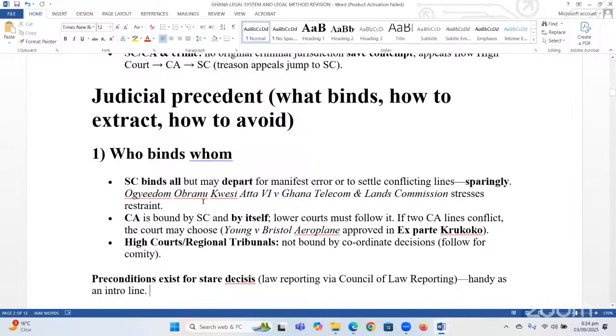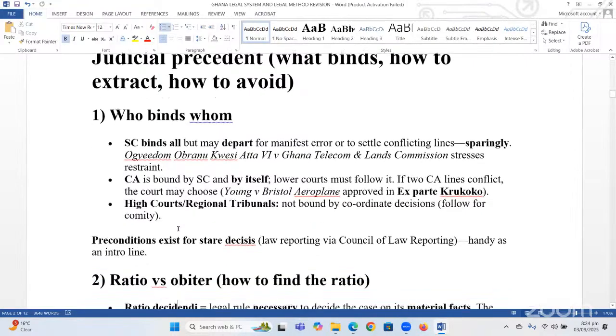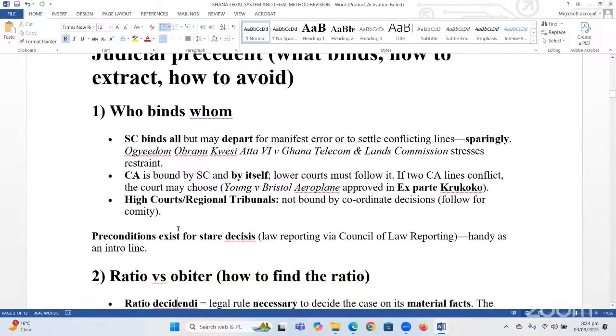So to have judicial precedent or stare decisis operating, as we've learned already, there's a need for law reporting. There's a need for decisions to be reported, to be recorded. Because if decisions are not reported, how will you know that this matter before you, another court has dealt with before? So when the decisions are reported in the law report, it becomes very handy for people to know that these decisions are there. That is why in Ghana we have the Council for Law Reporting, but these days with the internet, it's relatively easier for decided cases to be made available.